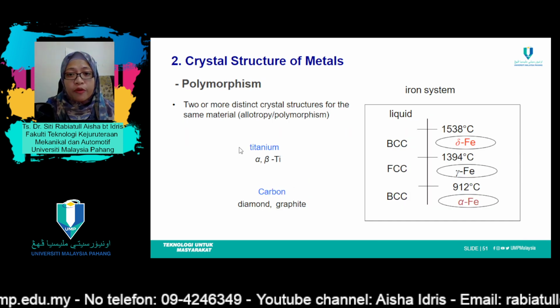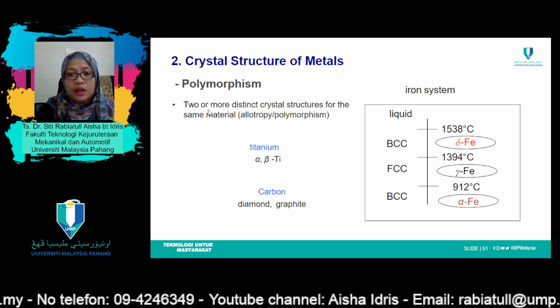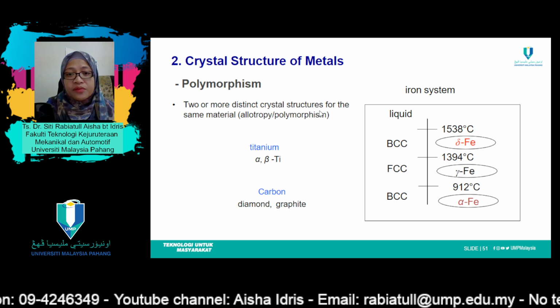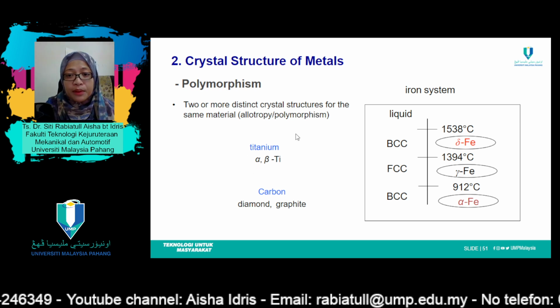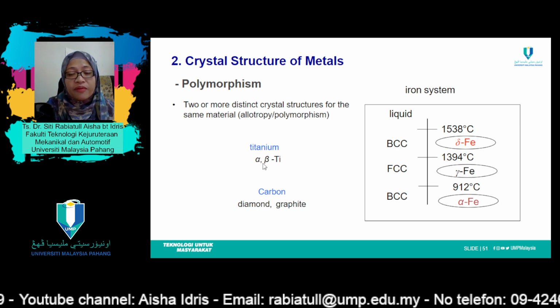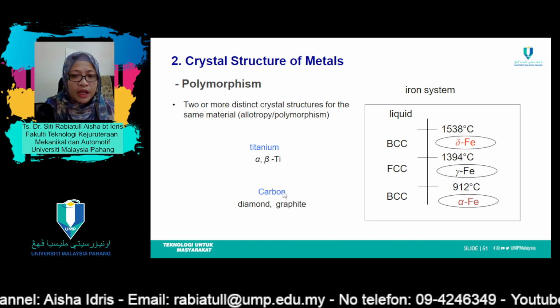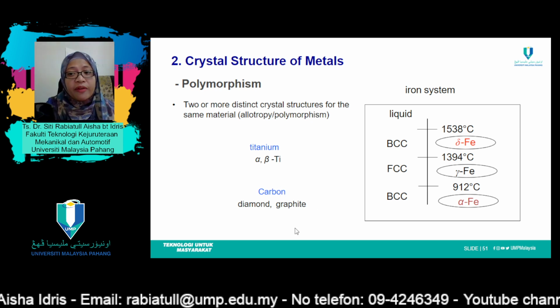Meanwhile, polymorphism refers to two or more distinct crystal structures for the same material. For example, titanium has alpha and beta titanium. The same goes for carbon, which has diamond and graphite.